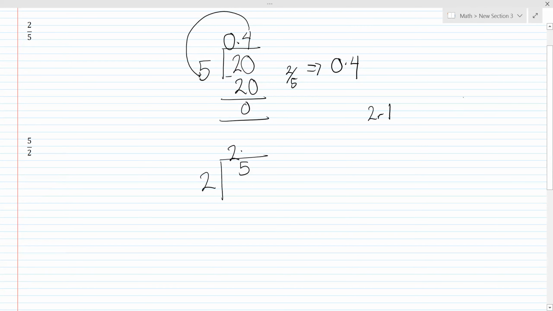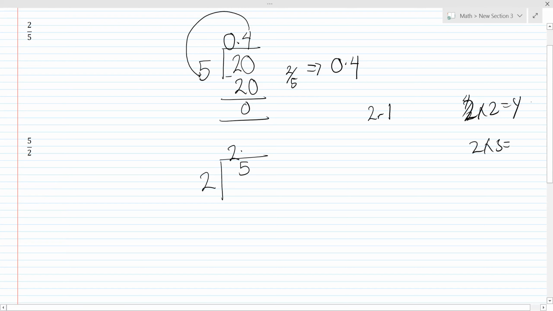Because 2 times 2 is 4, and 2 times 3 is 6. So 2 into 5 will be 2 with the remainder of 1. Okay, so we'll just take the whole number. Now, what is 2 times 2? 2 times 2 is 4. All right, 5 minus 4 is 1.